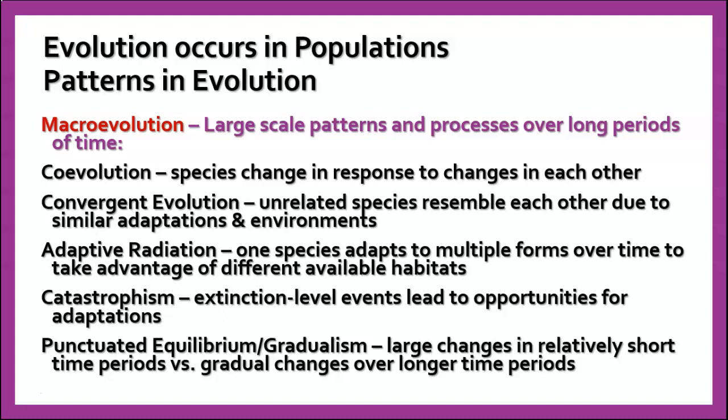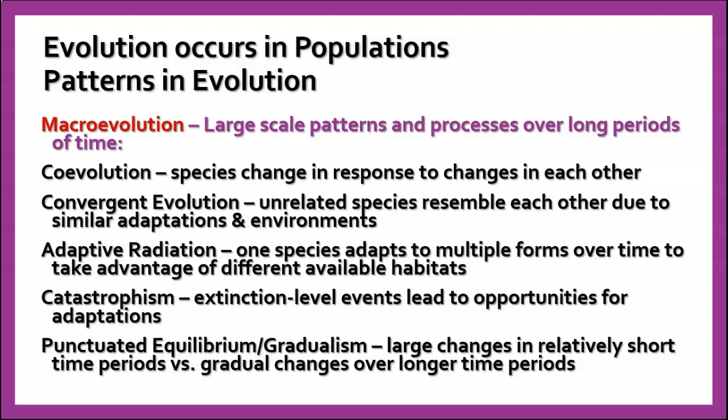Okay, so there are several different kinds of patterns that are involved in these large-scale processes over long periods of time. One is coevolution, where species change in response to changes in each other, species that live together and are adapted together. Convergent evolution is when you have unrelated species that have a tendency to resemble each other due to similar adaptations in environments. Adaptive radiation is when one species adapts to multiple forms over time to take advantage of different habitats that may be available to them.